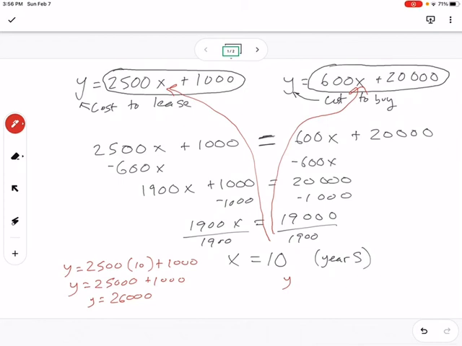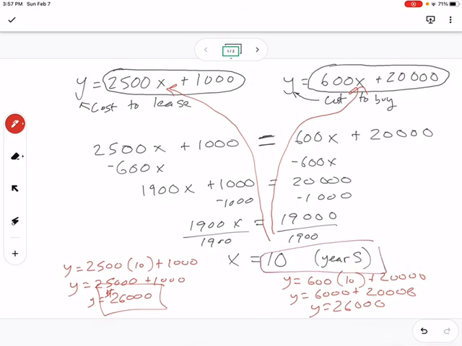And over here, y equals 600 times 10 plus 20,000. Y equals 6,000 plus 20,000, or y equals 26,000. So we just figured out that's dollars and 10 years. That's the same information, if you recall, that we found using a table and we found using a graph. We can also do it algebraically. You are going to have a chance to practice this.